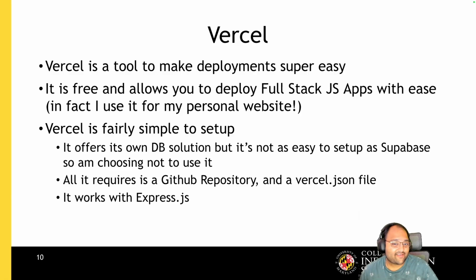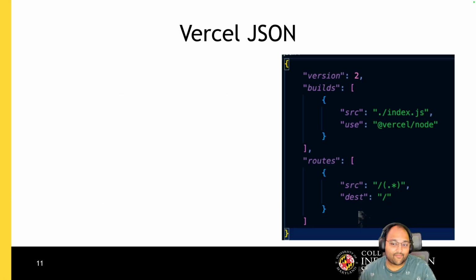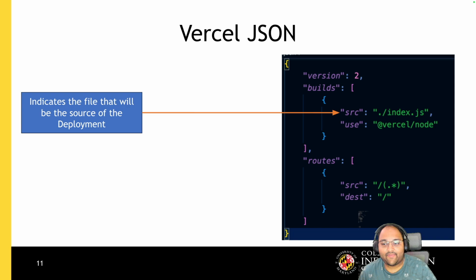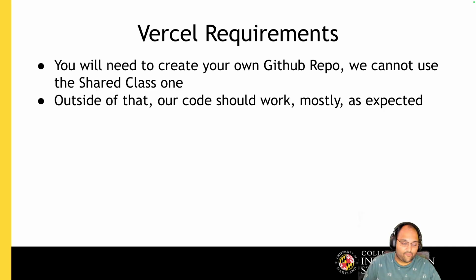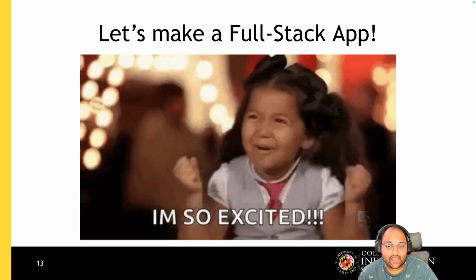The vercel.json file is very simple. I'm going to provide it to you. It basically indicates which file will be the source of the deployment, and that's it. Now, one thing for Vercel: you have to create your own GitHub repo. We cannot use the shared class one. That's just because of how Vercel works. Outside of that, our code should work mostly as expected.